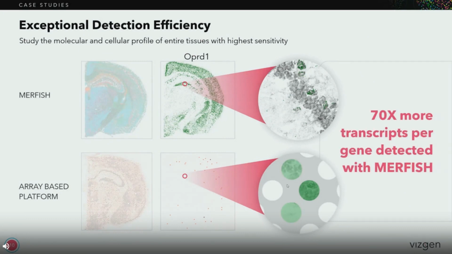When we compare these two datasets, we consistently found that MERSCOPE detects 70 times more transcripts per gene versus the array-based platform. So think about the difference in terms of sensitivity here, and how much information you would lose if you use a technology that doesn't capture much of the RNA transcripts.